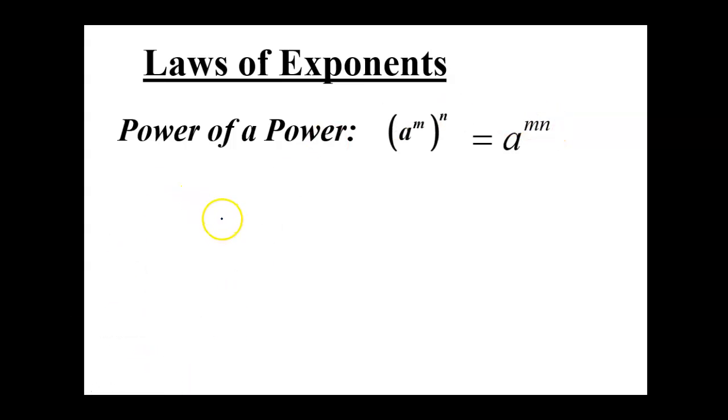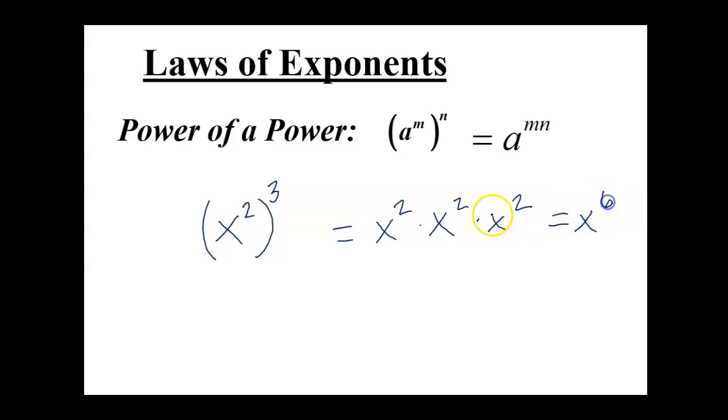If I have, let's say, x to the second power, and then I raise that again to the third power, let's write out what that means. That means x squared is the base, and I'm raising it to the third, which means I need to multiply this base x squared times itself 3 times. So this would be x squared times x squared times x squared. That is 6 x's being multiplied together. Now we would go back to our product rule. If I'm multiplying things with the same base, I have to add their exponents together. So this would be x to the 6th power.